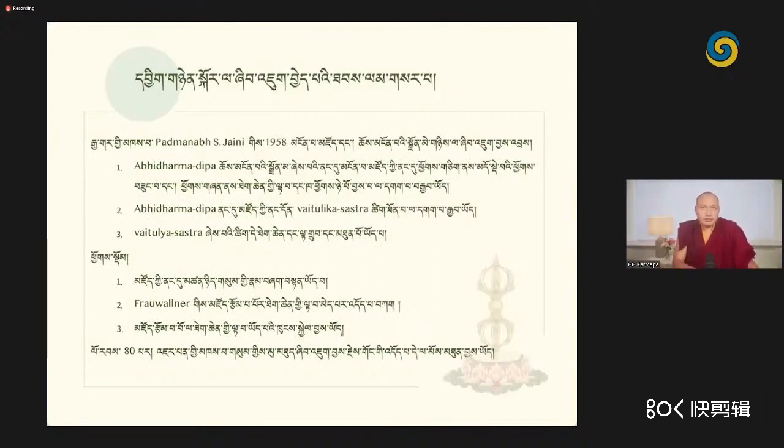Now, in 1958, there was an Indian scholar named Padmanabha S. Jaini. What he says is that the Treasury of Abhidharma and the Lamp of Abhidharma, he was researching these two texts, the Treasury of Abhidharma and the Lamp of Abhidharma.